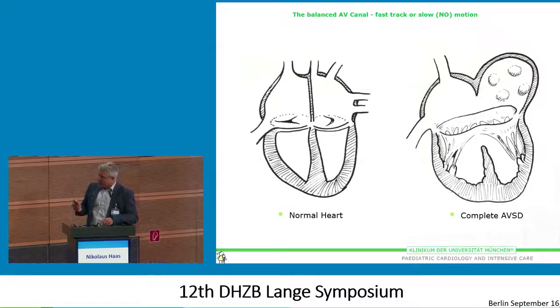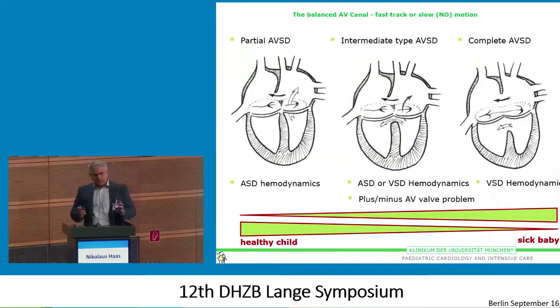And we've heard a lot about these anatomies, basically the normal heart, and the complete AVSD, and that we have different forms of AVSDs, the partial, intermediate type, or incomplete, and the complete AVSD. Basically, the idea is that this is an ASD hemodynamic, and this is a more VSD hemodynamic, plus minus the significant AV valve problem. And the difference between these is, here you operate on a healthy child. These kids come to surgery fit and healthy and have the problem. And here you more or less operate on very sick babies. So that's the very big difference between these two or three sorts of patients.